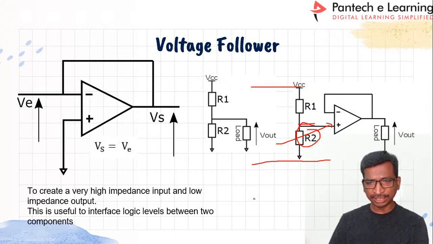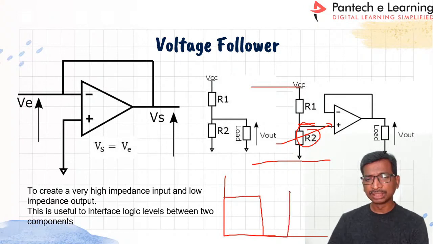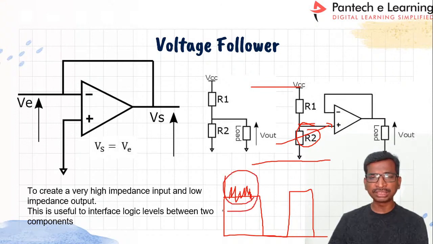Suppose you take this voltage just like this. In that case, after the voltage follower, the voltage circuit will not generate any disturbances. So here we can clip this voltage. That is the biggest advantage of the voltage follower circuit.